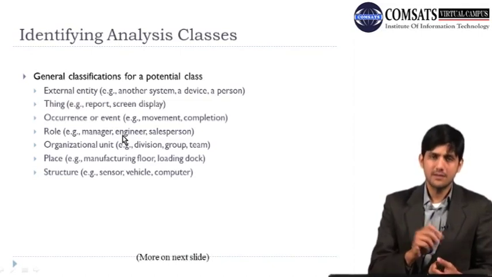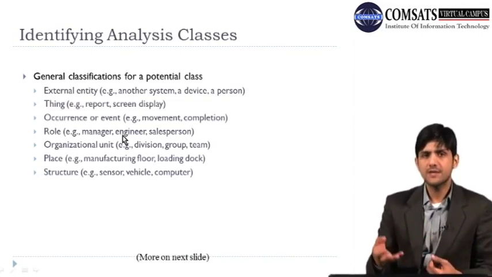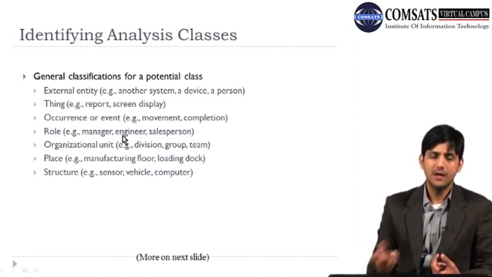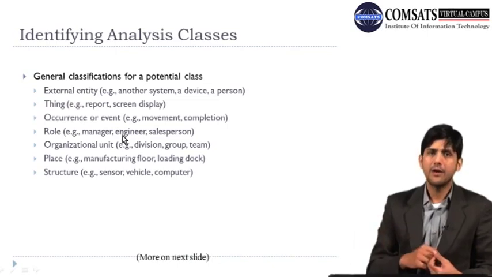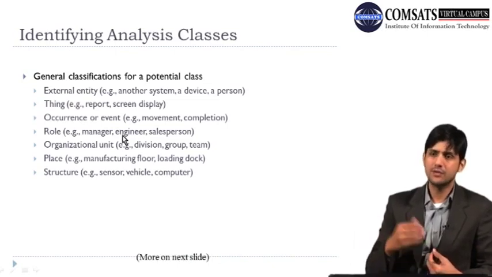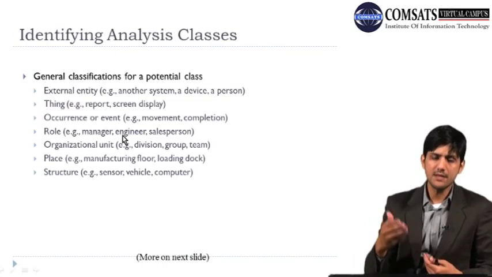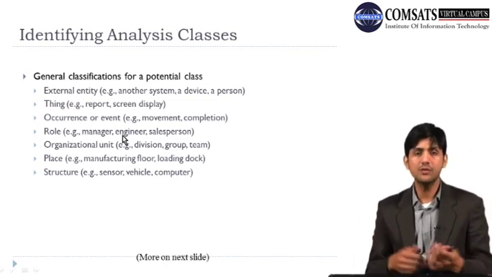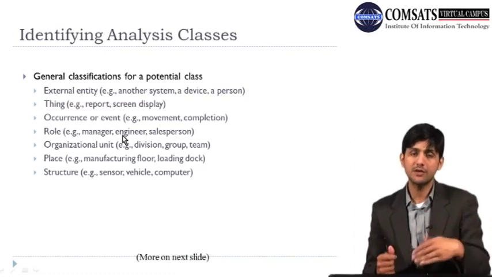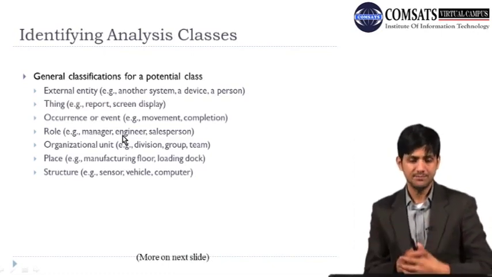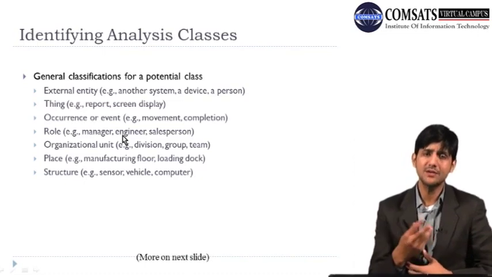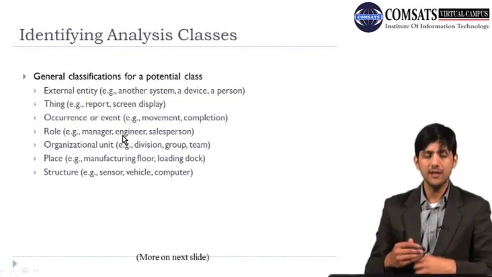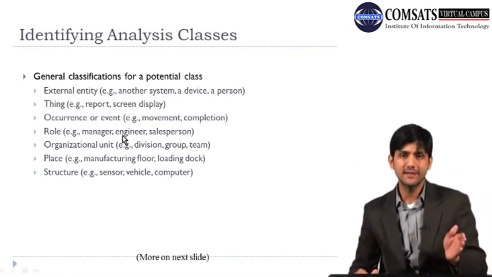Similarly, occurrence and event. Again, in the case of safe home, occurrences and events are, for example, the fire in the house, or somebody breaks in, or you dial a number, and these kinds of things. These are all occurrences or events. And similarly, then roles. For example, the roles are a manager, engineer, salesperson, or maybe the user of the system. Then you have different organizational units, for example, division, group, team. Then you have different classifications of place.